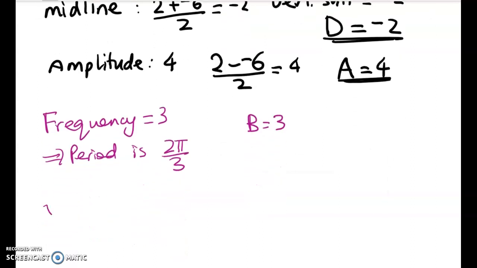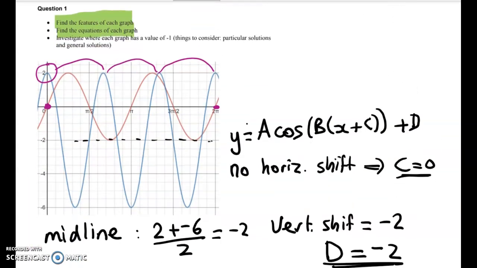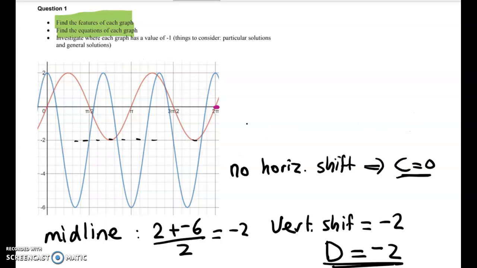So we're ready to write the equation, and it will be y is equal to 4 cos of 3x take away 2. Okay, so there we go, that's the first one done. And that's the harder of the two, I think. Let's look now at the red graph. So I'm going to clean all of this up and we'll start over.